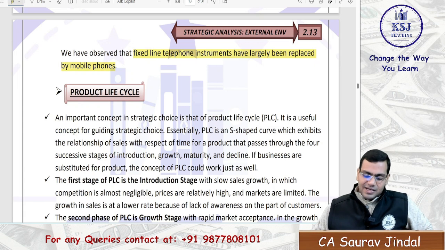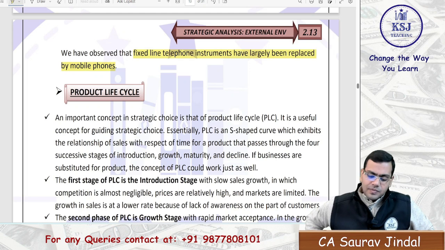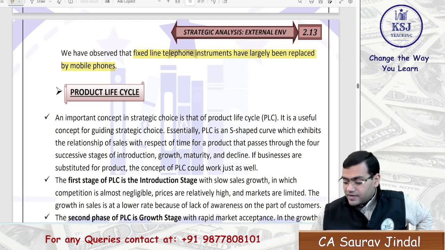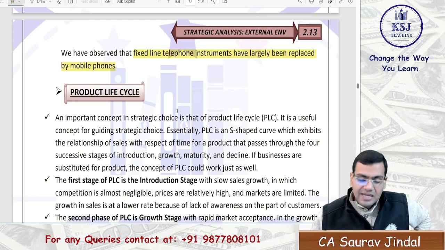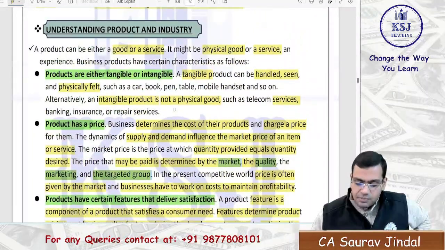Anyhow, things apart, we can't roll back to that time, but what we were talking about is that every product has a particular lifespan. So this is about the product that you need to remember.